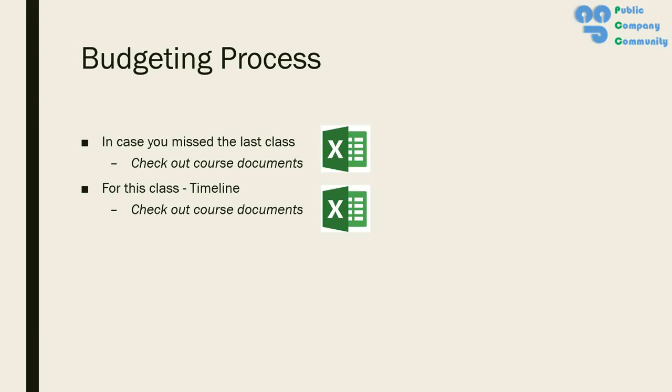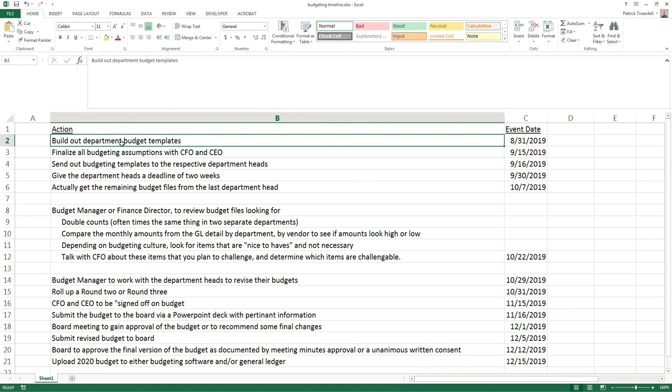All right, so let's talk about the budgeting timeline. Any good budgeting process is going to start off with having a good timeline, so that you know when things need to be done and everyone knows what their deadlines are. I've got a really good example of just a sample timeline that you can use out in the course docs. Looks like this. The first step in the timeline is build out the department budget templates.